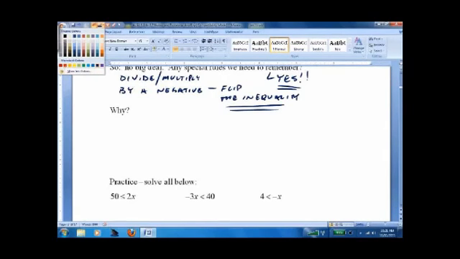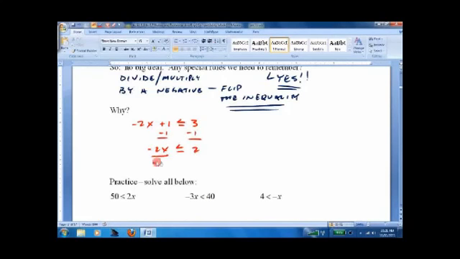So, for example, if we had negative 2x plus 1 less than or equal to 3, we'd solve it. Get negative 2x less than or equal to 2. Now we divide by negative 2. So we flip the sign. X is greater than or equal to negative 1. So right there to the right, flip the sign.